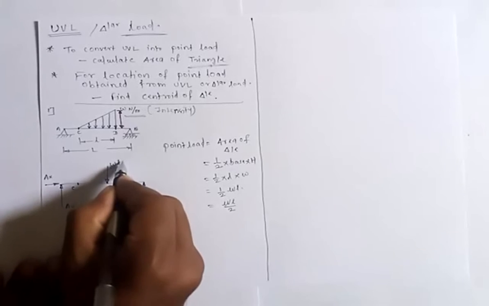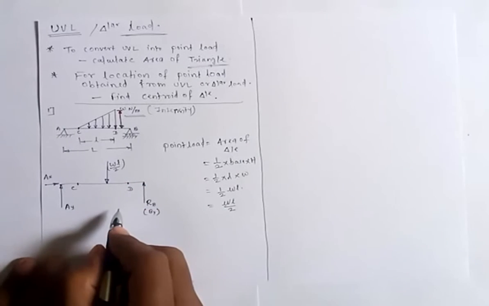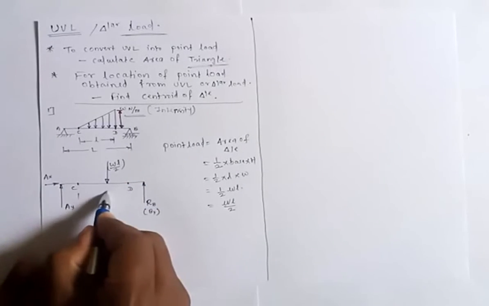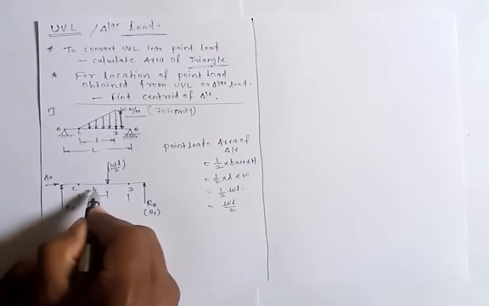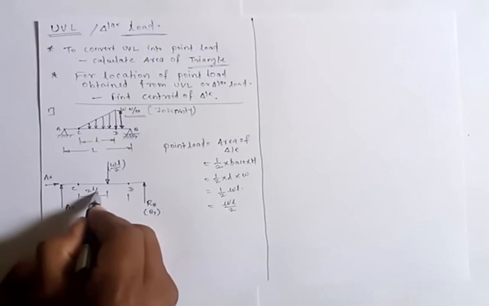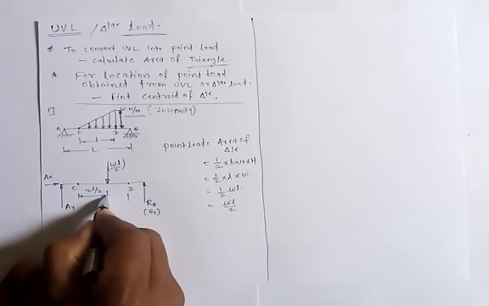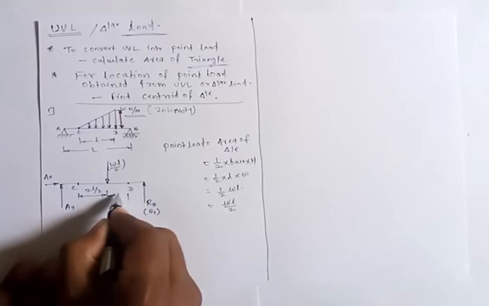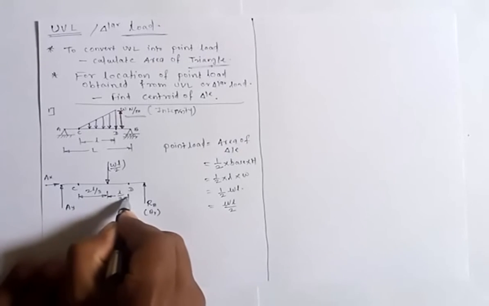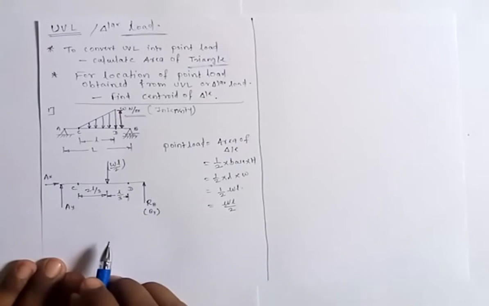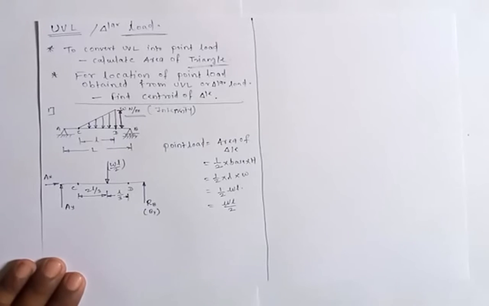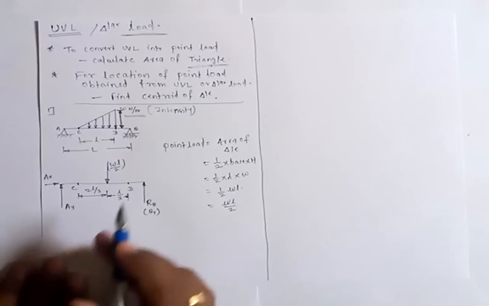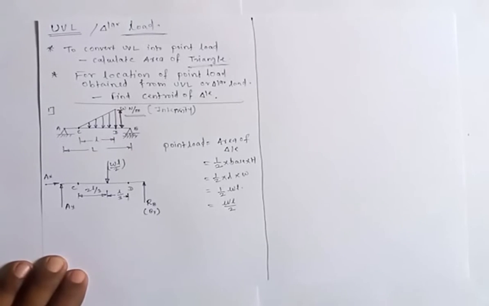WL by 2 is the value of the point load, the intensity, the magnitude of the point load. This distance will be 2 times L upon 3, this is 2L by 3, while this is only L by 3. So in this way we can find the exact location of this triangular load. This is one type of triangular load for which we can draw the free body diagram like this.